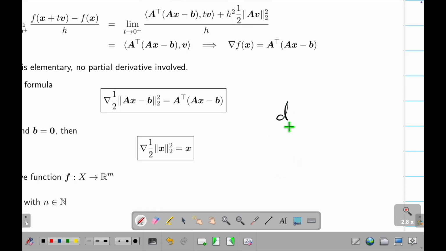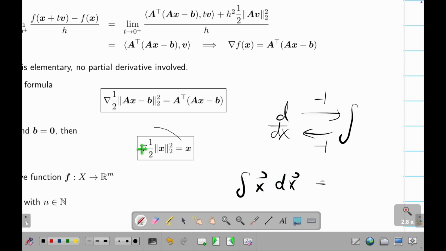You know, when we learn dx in high school or year 1, we also learn this, right? So now it's the same thing. You know this is inverse, and then this is inverse, something like that, right? Then this is an example. So that means integrate x dx, this is vector, gives you back this.